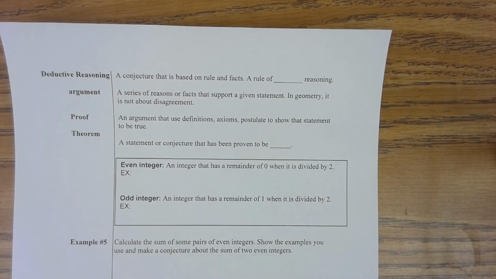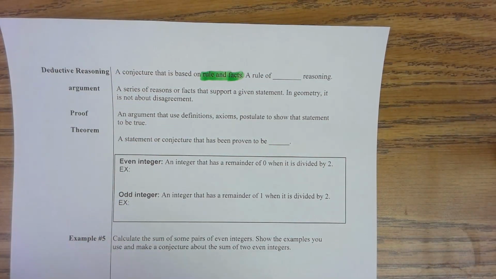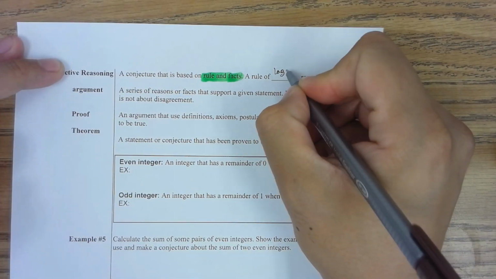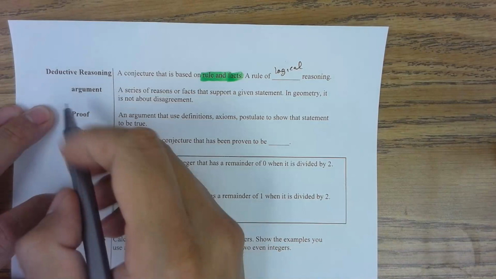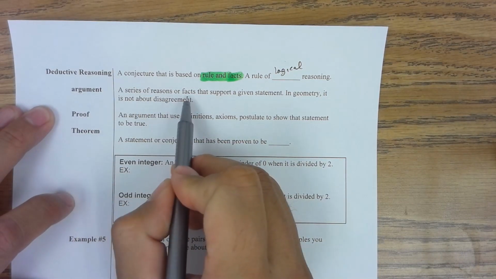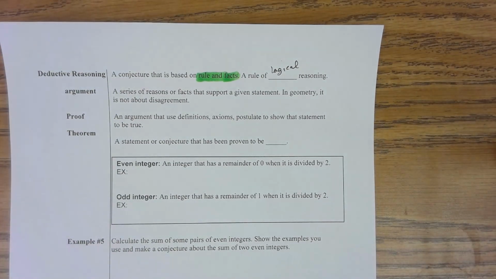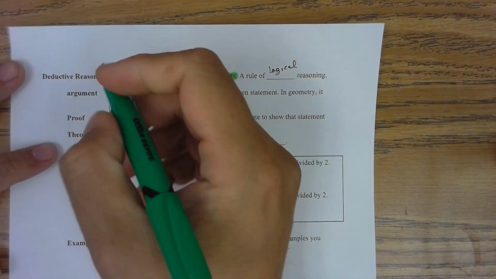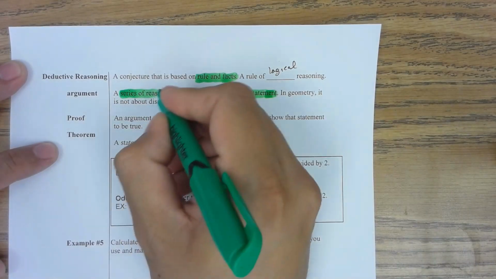So one more definition. We're now talking about deductive reasoning. Deductive reasoning is based on rules and facts. Okay? So the rules of logical reasoning. If I ever have an argument, it's basically a series of reasons and facts that support a given statement. So in geometry, it's not about disagreement. It's about having a bunch of reasons proving that this is the true statement. So again, you have a series of reasons that support a given statement.